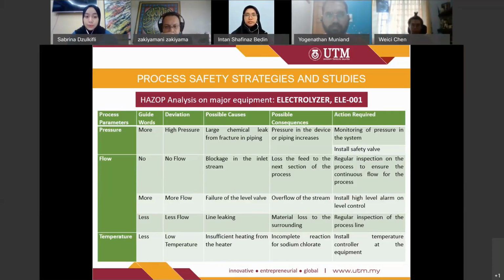Next is flow. When there is no flow because of blockage, it could lead to loss of feed to the next section of the process. Therefore, the action is to regularly inspect the process. When the flow is high due to failure of level valve, it could lead to overflow of the stream. It is best to install high-level alarm. When the flow is low due to leaking, it could lead to material loss to the surrounding. Hence, it is also important to do regular inspection.